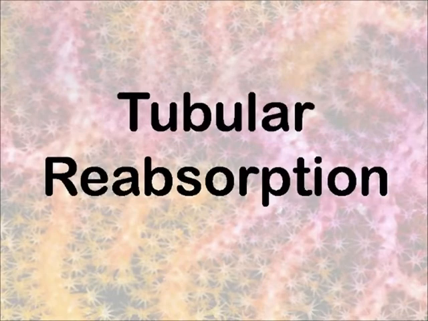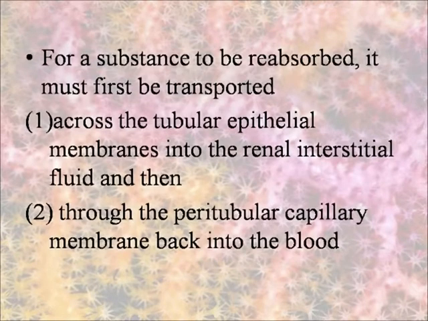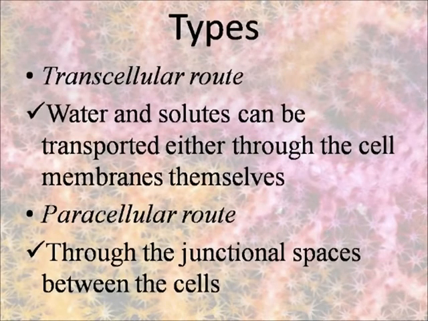Tubular reabsorption. For a substance to be reabsorbed, it must first be transported across the tubular epithelial membranes into the renal interstitial fluid and then through the peritubular capillary membrane back into the blood. There are three types of transport: transcellular route, paracellular route, and bulk flow.